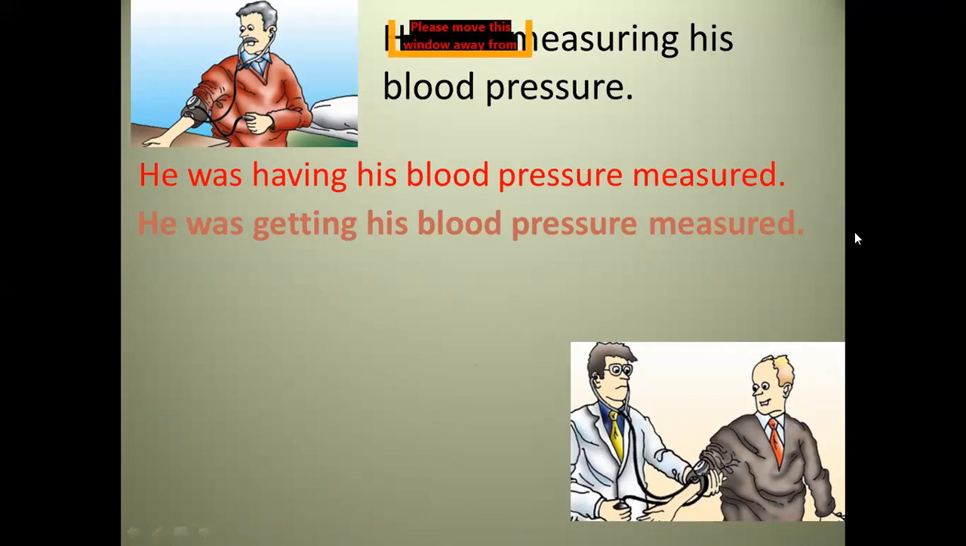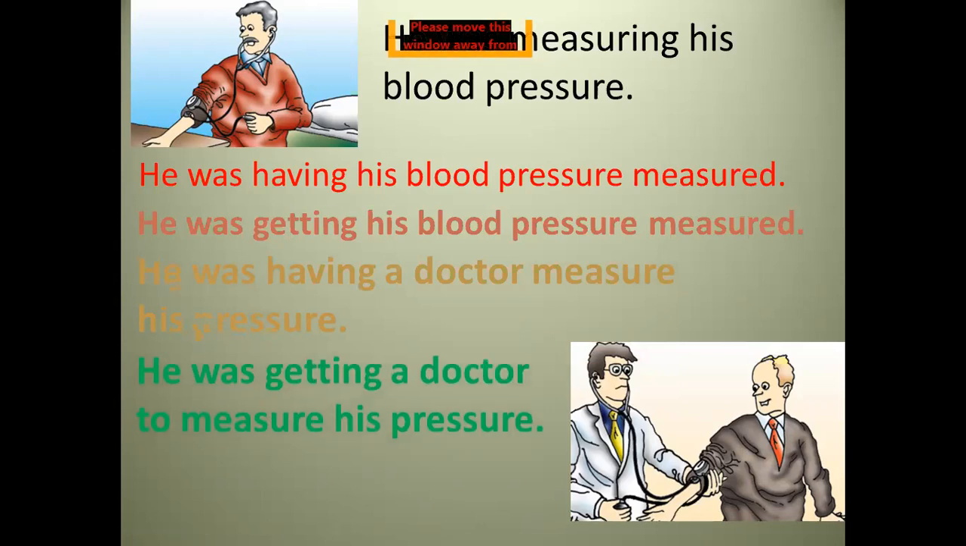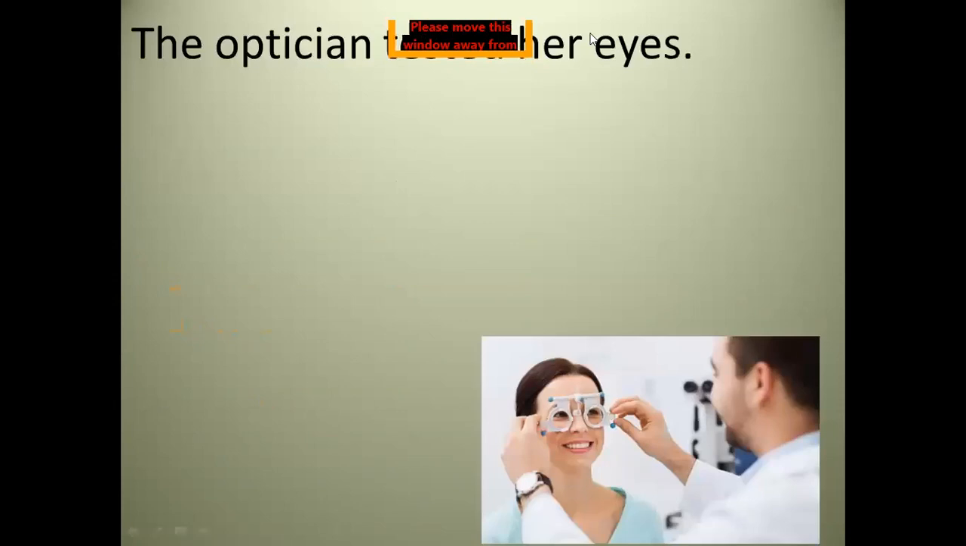And we have Adel here: he was getting a doctor to measure. Okay, he was getting a doctor to measure. Excellent, Adel. What else? Use have. He was having a doctor measure. Okay, so the answers will be: he was having a doctor measure his pressure, he was getting a doctor to measure his pressure. Okay, now: the optician tested her eyes.